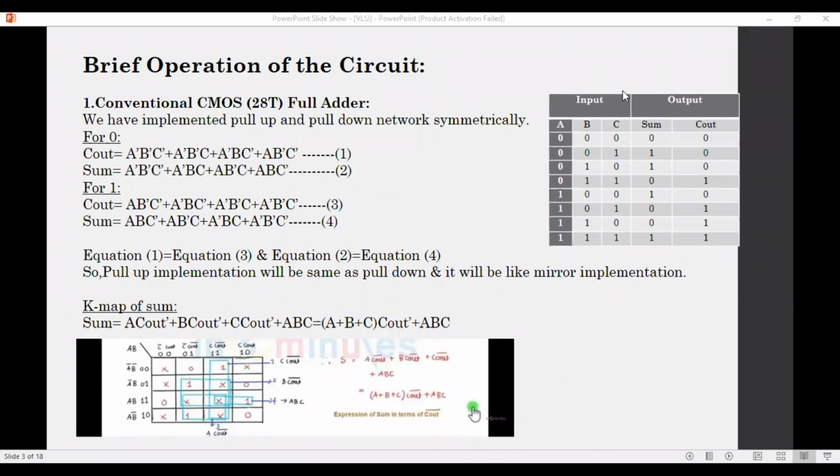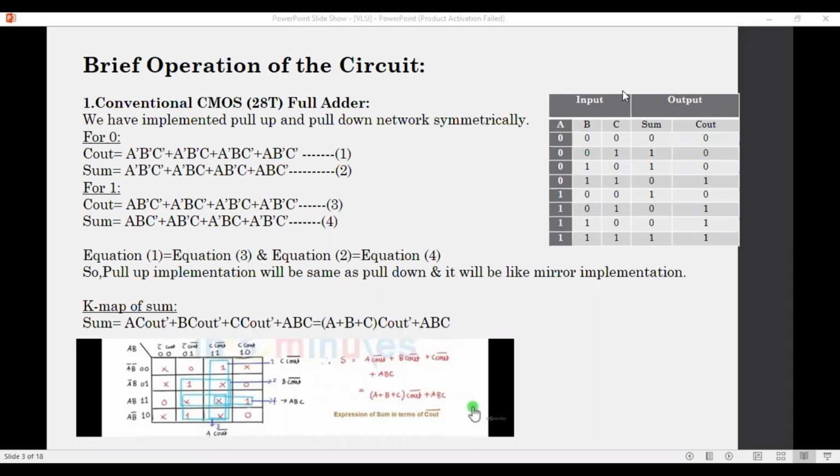Now we are going to discuss the operation of the conventional CMOS full adder and the transmission gate full adder. For the conventional CMOS full adder, we have implemented the pull-up and pull-down networks symmetrically because the addition function is symmetric. The truth table is given below.